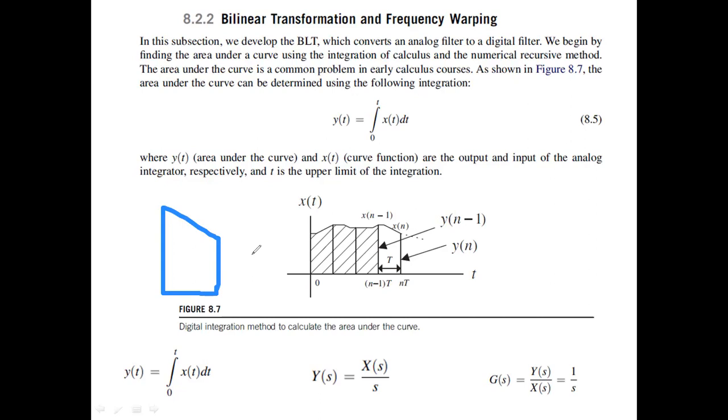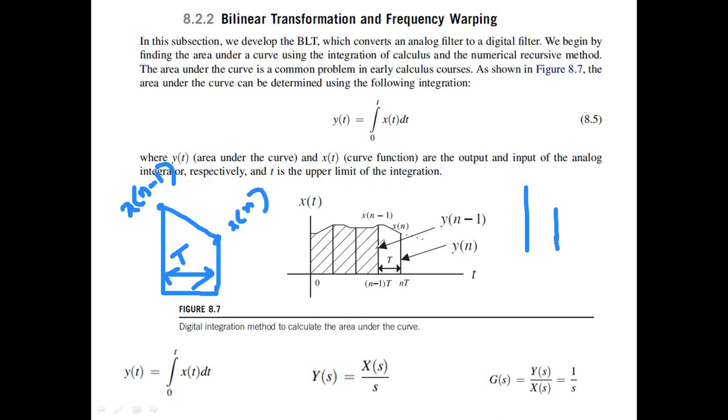How do you calculate the area of this particular thing? Say the value at this instant is x of n minus 1. Let us say it's an amplitude. The amplitude of this larger edge is x of n minus 1 and the smaller edge is x of n. The width of the box is the duration t. So what is the formula of a rectangle? Length into breadth, right? Now see, one side has a height of x of n minus 1, another side has a height of x of n.